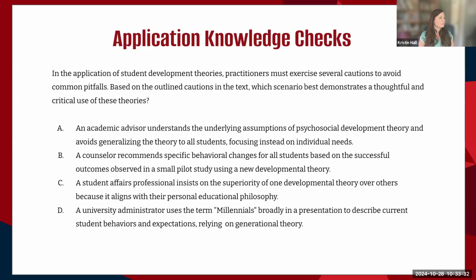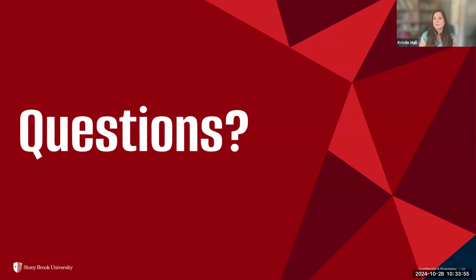And here is another one. In the application of student development theories, practitioners must exercise several cautions to avoid common pitfalls. Based on the outlined cautions in the text, which scenario best demonstrates a thoughtful and critical use of these theories? So again, it's not super easy to look at that answer. So those are the examples that I had for what I did in my class.